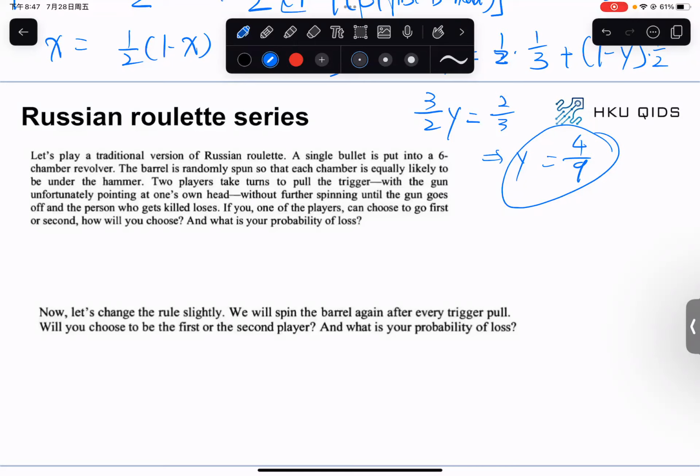If one of the players can choose to go first or second, how should I choose? And what is my probability of loss? Since each chamber is equally likely to be under the hammer, the first player has a 1/6 chance to be hit, right? The probability of getting hit the first time is going to be 1/6.